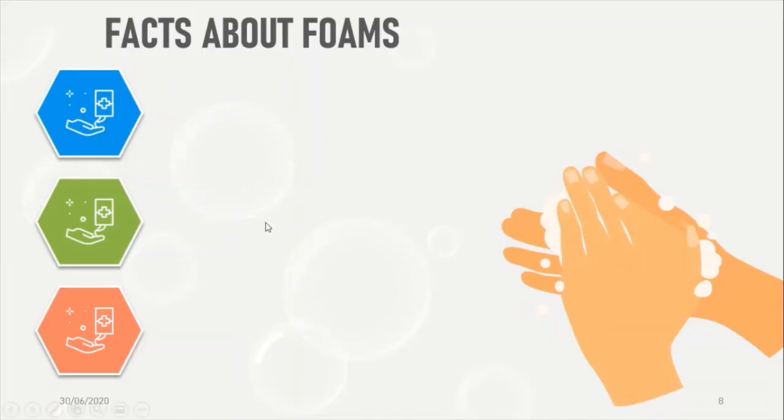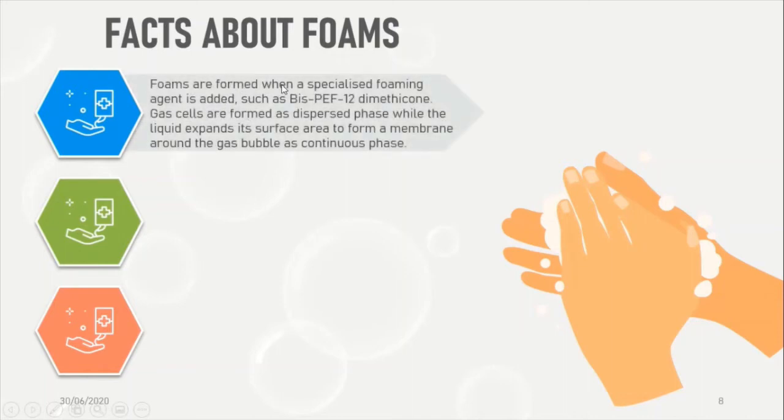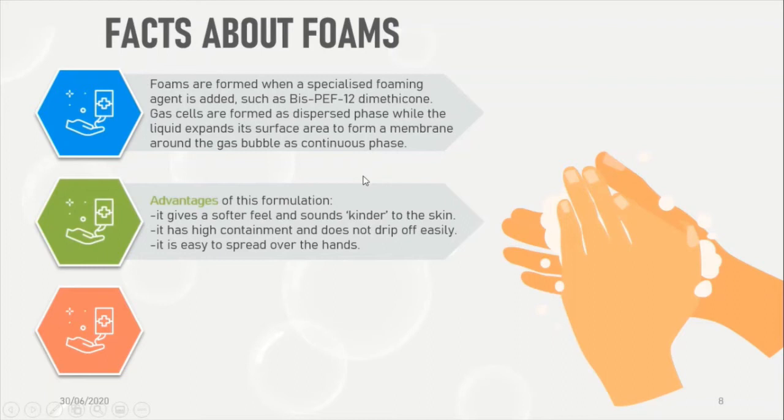Next, we will talk about foams. Foams are formed when a specialized foaming agent is added, such as bis-PEG-12 dimethicone. Gas cells are formed as the dispersed phase, while the liquid expands its surface area to form a membrane around the gas bubbles as the continuous phase. Advantages of this formulation: it gives a softer feel and is kinder to the skin. It has high containment and does not drip off easily, as I have shown you in the video, right? As you flip it, it will just contain that. It is easy to spread over the hands.